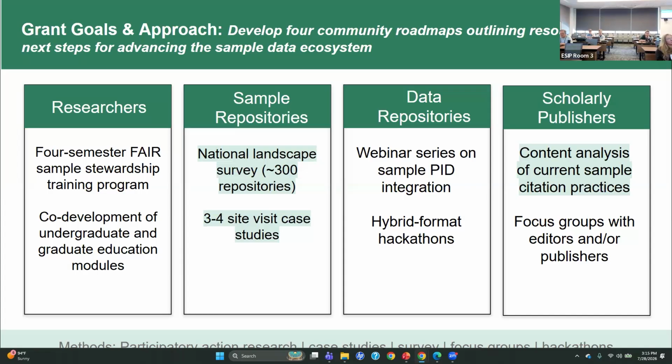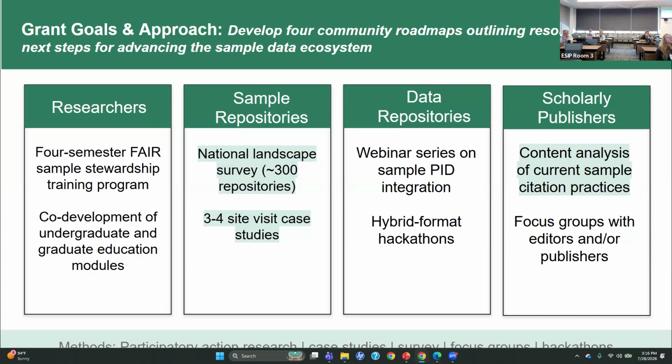We will be running, in collaboration with ESIP, a webinar series on sample persistent identifier integration, highlighting data repositories that are currently supporting sample persistent identifiers. This is a huge gap in that rat's nest figure, because it's one thing if we can get IGSNs or ARC identifiers minted for samples, but if they're not used and integrated and embedded in DataCite metadata for data sets, or they're not being picked up by indexers from other resources, we have some broken communication channels.